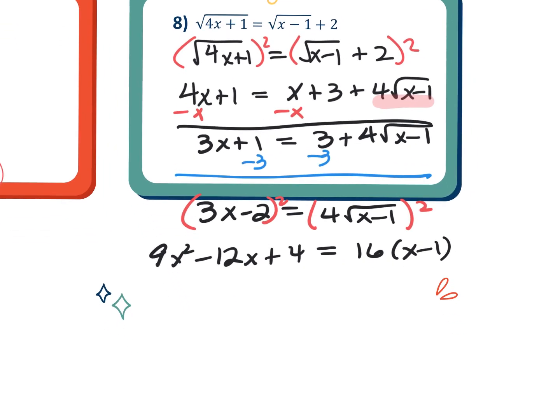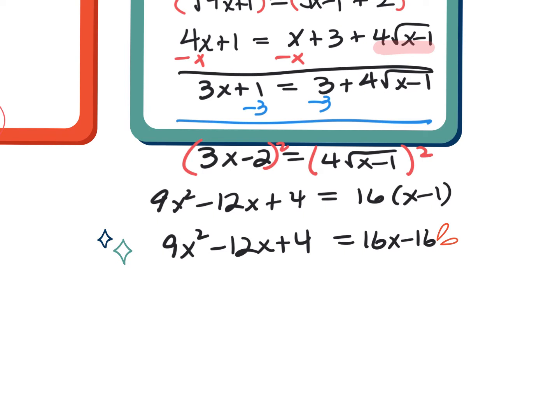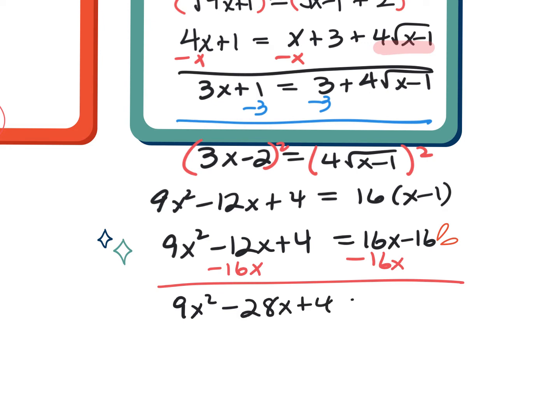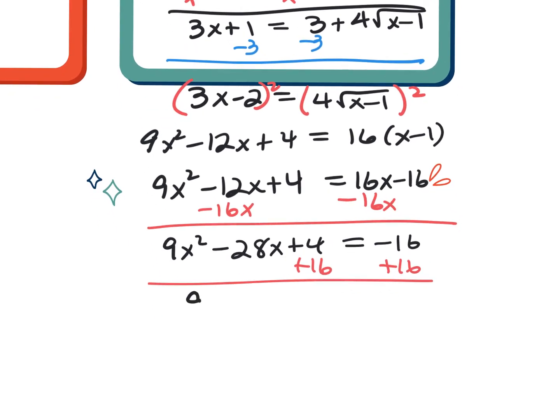I need to distribute the 16. I'm just going to rewrite the left side. 16x minus 16. I now need to get my like terms together. So I'm going to subtract the 16x. I get 9x squared minus 28x plus 4 equals -16. I need to add the 16 now to both sides. And now I get 9x squared minus 28x plus 20 equals 0.